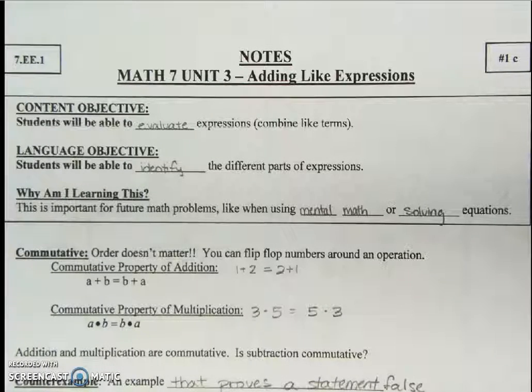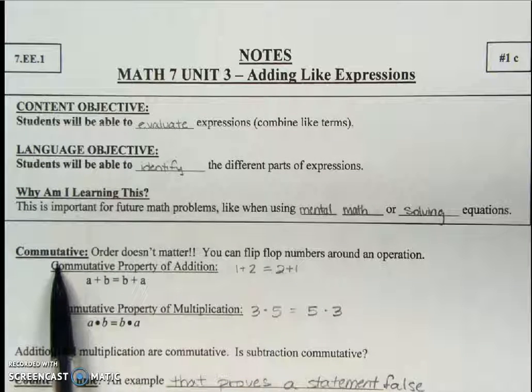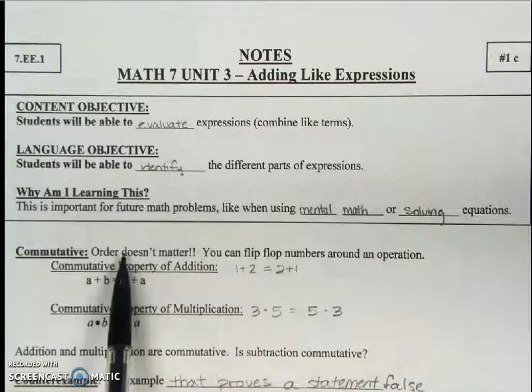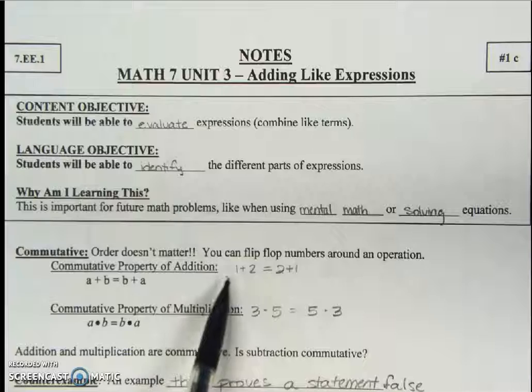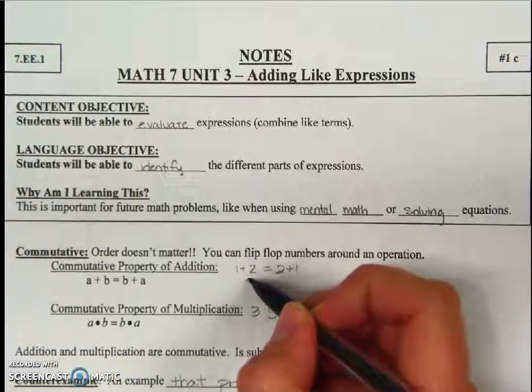First one is commutative property. That's commutative, like commuting back and forth to work, where the order doesn't matter. So we have the commutative property of addition. So a plus b equals b plus a. That means 1 plus 2 should equal 2 plus 1. Let's see if that actually works.